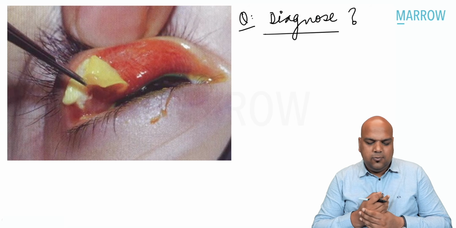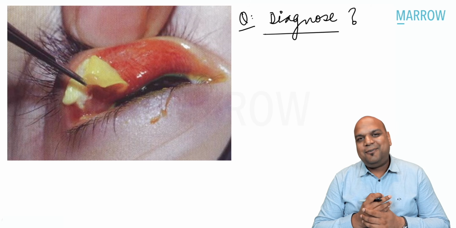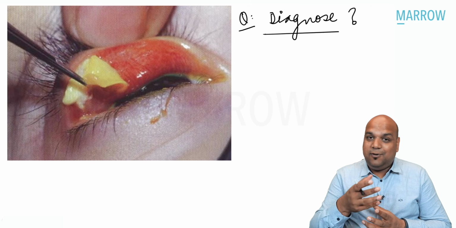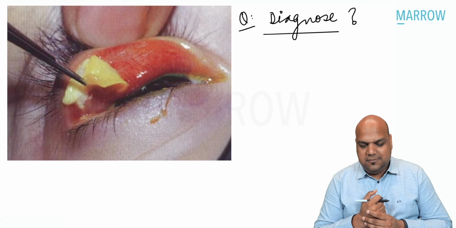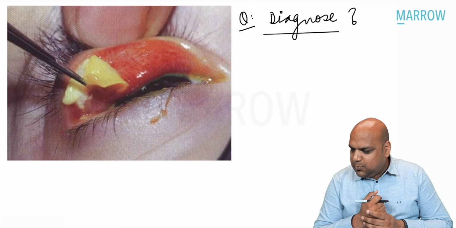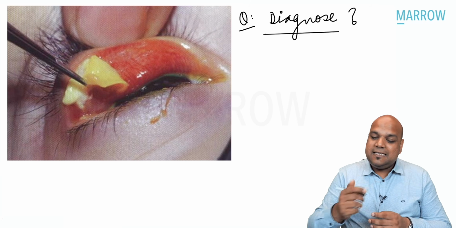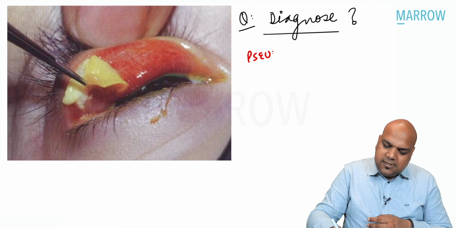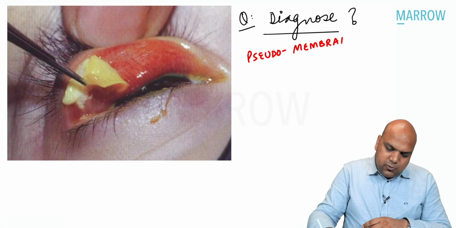Diagnose. Oh, beautiful photograph. If you're a doctor, what can you see? It is beautiful because it is trying to tell you that it is a less dangerous disease. It looks as if a tape was put and it is being removed, but it was not a tape. Yes, this is pseudomembranous conjunctivitis. That is how we differentiate between a pseudomembrane and a true membrane.